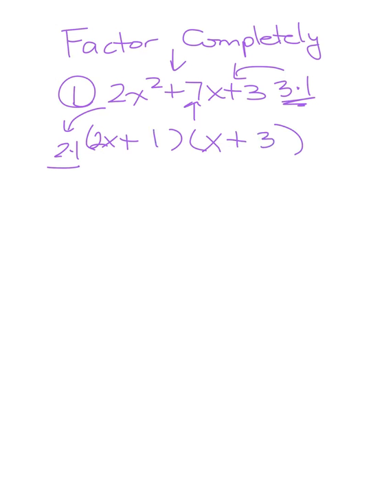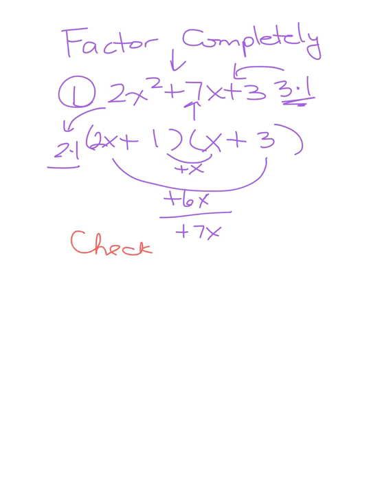And I like to check this by using my loops. So I have my inside and my outside. My inside I have 1 times x, which gives me a positive x. And my outside I have a plus 6x. And when I add them together, I get a positive 7x, which is what I want because that's the middle term in my original trinomial. Now I can check to see if I have the right binomial. So my answer is 2x plus 1 times x plus 3.